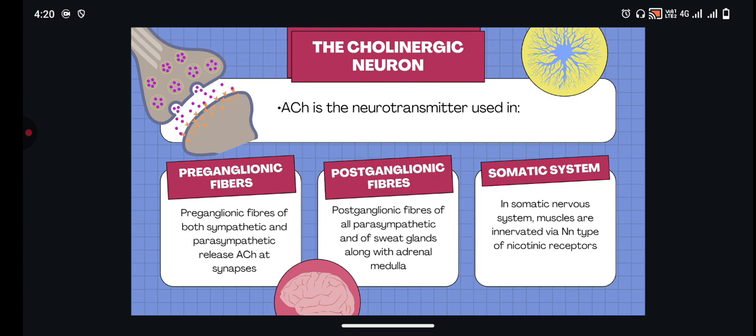So in case of all kinds of nerve impulse conduction, acetylcholine is used. While in case of postganglionic fibers, all parasympathetic plus sweat glands plus adrenal medulla will have the innervation from acetylcholine. Postganglionic fibers of parasympathetic, sweat glands and adrenal medulla will release acetylcholine to bind with the nicotinic or muscarinic receptors. While in case of the somatic nervous system, there will be N type nicotinic receptors present at neuromuscular junctions of the muscle where acetylcholine will be attached.